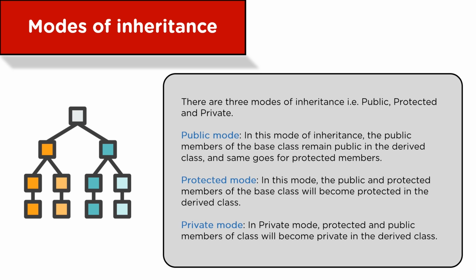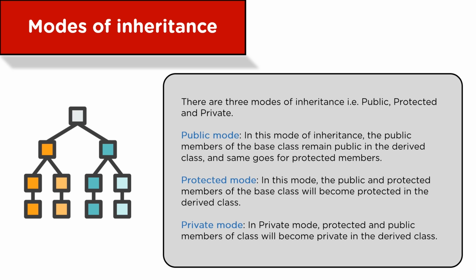Now protected mode. In the protected mode, the public and protected members of the base class will become protected in the derived class. That means the class members which are public or protected in the base class will all become protected in the derived class. In the private mode of inheritance, protected and public members of the base class will become private in the derived class.